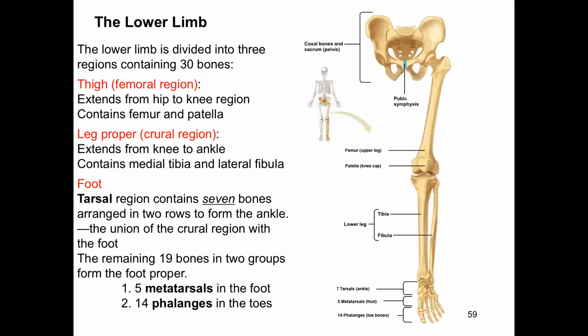Now the lower limb, as I said, is articulating with the pelvic girdle. So the acetabulum is where the head of the femur is going to articulate, all right? Now I'm going to talk about the femur in a sec. So the thigh is the femoral region. The leg proper, or the crural region, is the lower leg, all right? And then the foot, right? So the ankle is the tarsals, right here. You've got your 7 tarsal bones. And then again, instead of 5 metacarpals, you have 5 metatarsals.